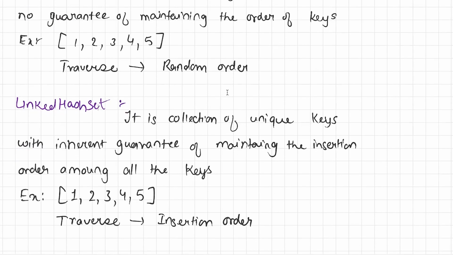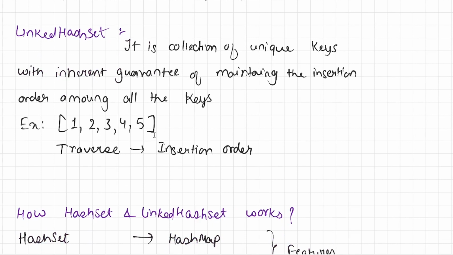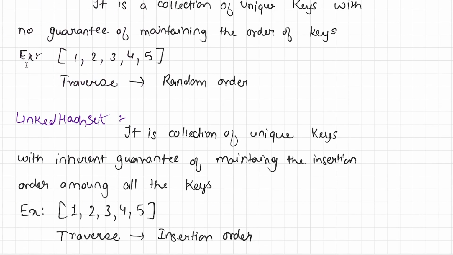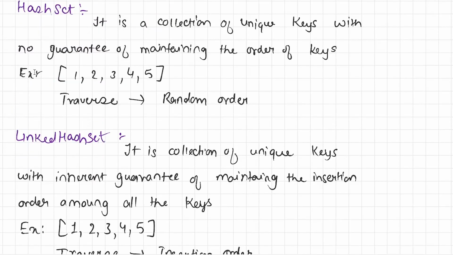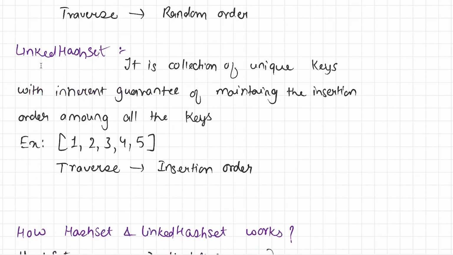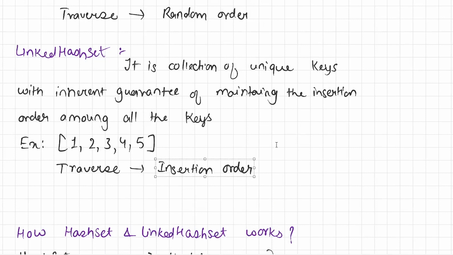Now moving on, the next collection class that implements the Set interface is LinkedHashSet. Now what is LinkedHashSet? It is also a collection of unique keys with inherent guarantees of maintaining the insertion order among all the keys. So what's the difference between HashSet and LinkedHashSet? HashSet does not maintain any order among the keys, but LinkedHashSet maintains the insertion order among all the keys. For example, let's say we have a LinkedHashSet of 1, 2, 3, 4, 5. When we traverse all the elements of this set, we get all the elements in the insertion order. So this is the most useful property of LinkedHashSet.